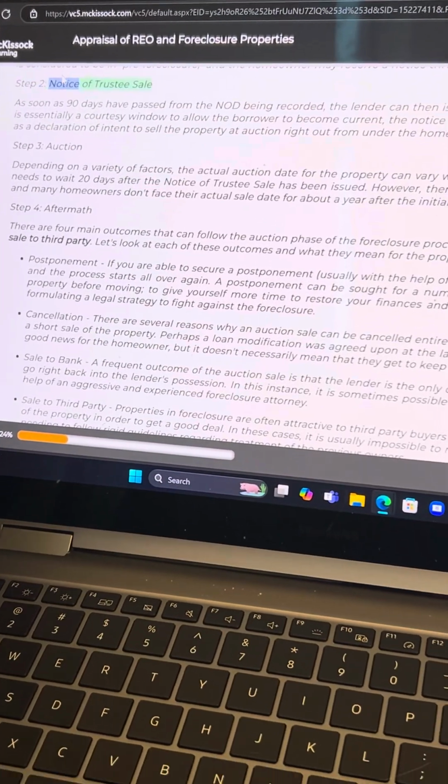Step 2. Notice of Trustee Sale. As soon as 90 days have passed from the NOD being recorded, the lender can then issue a Notice of Trustee Sale. Unlike the NOD, which is essentially a courtesy window to allow the borrower to become current, the notice of sale in California is an actionable notice. It serves as a declaration of intent to sell the property at auction right out from under the homeowner.